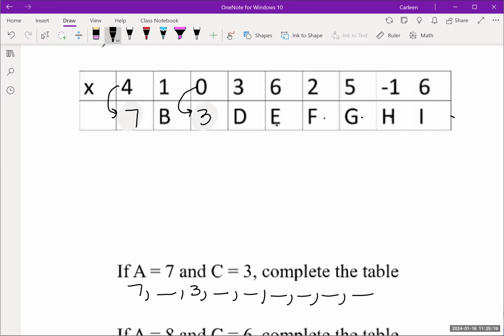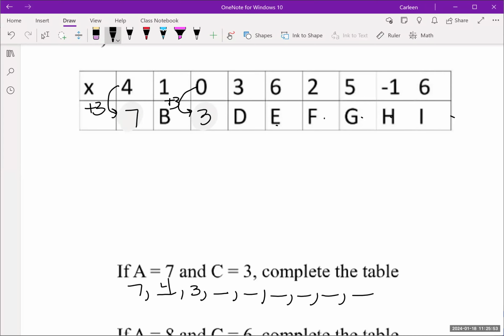Did we add, subtract, multiply, or divide? And how much? Assuming it's linear, ding, ding, ding, we added 3. Awesome. Yeah, so we added 3. So going down, we added 3. Okay, so 1 plus 3 is 4.